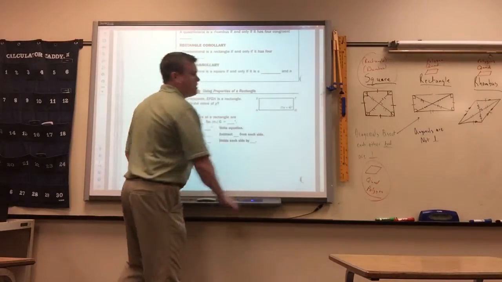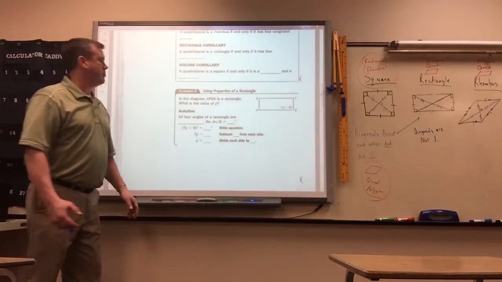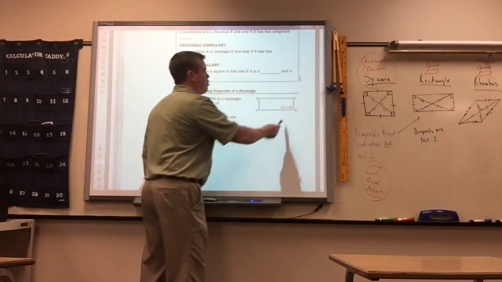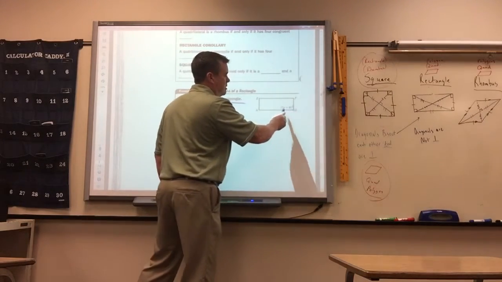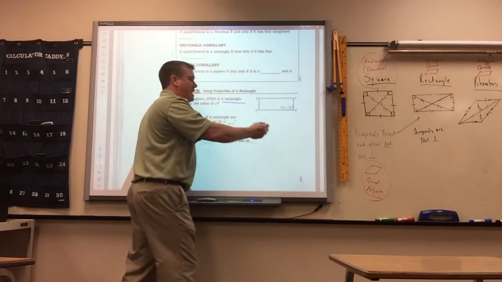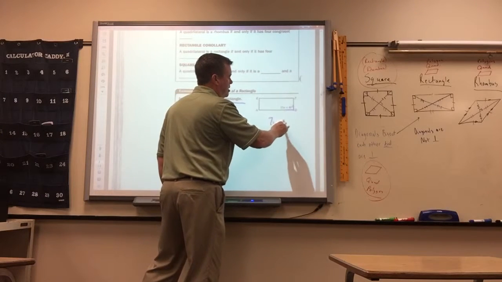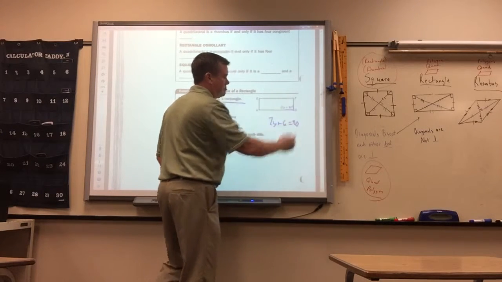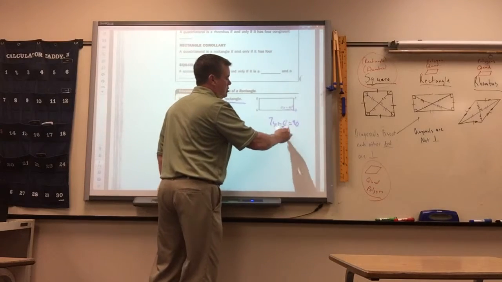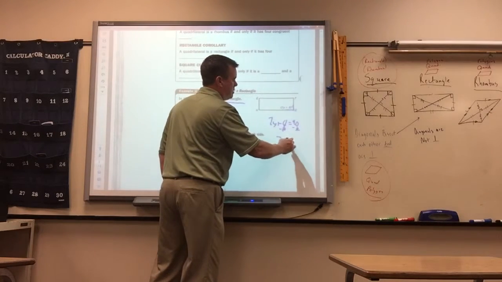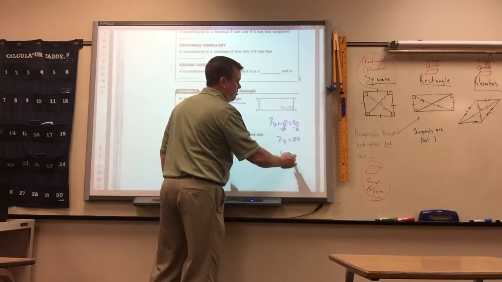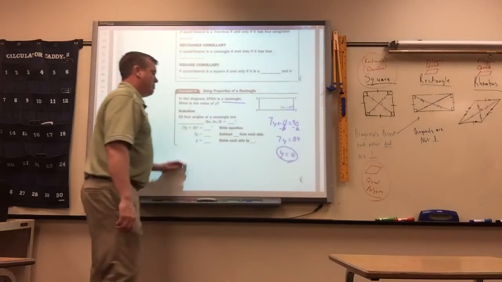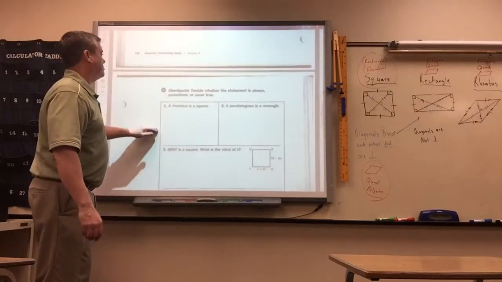So here we're just finding, it's really nothing different. Find the value of y. Since this is a rectangle, how many degrees is that? 90. So 7y plus 6 has to equal 90. Then you just got to solve it. Divide by 7 and you get 12. Really not very difficult problems.